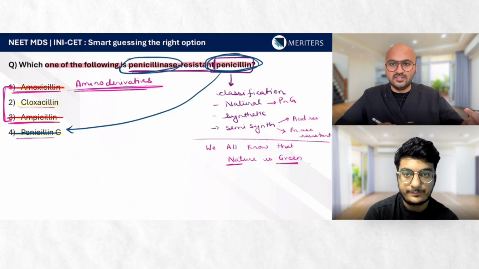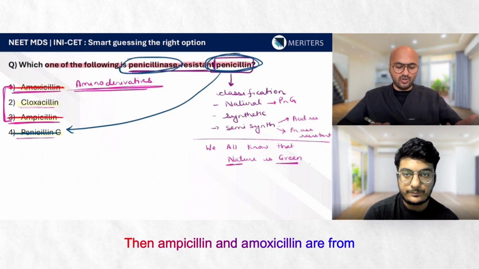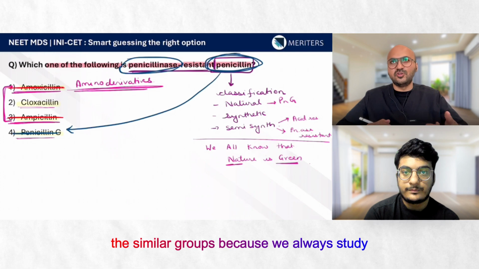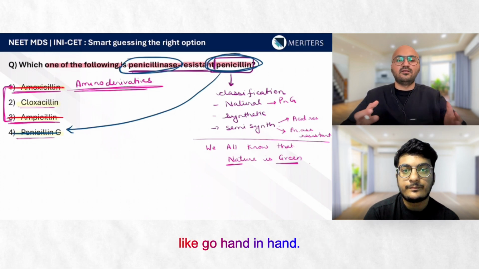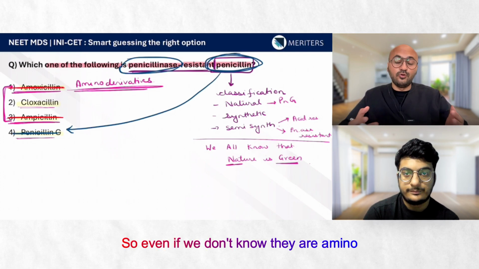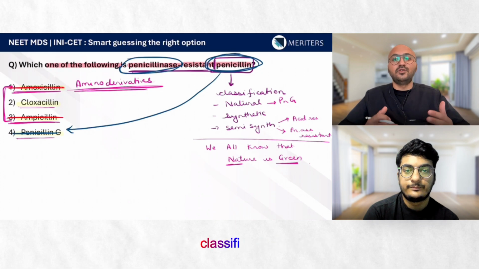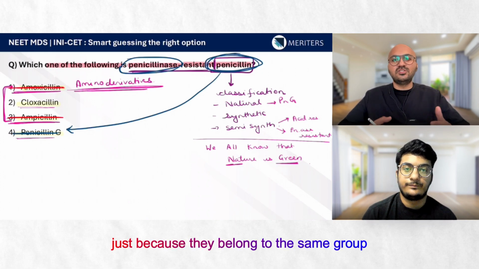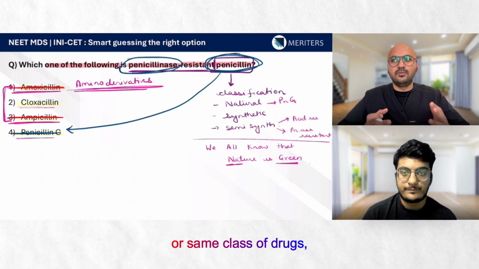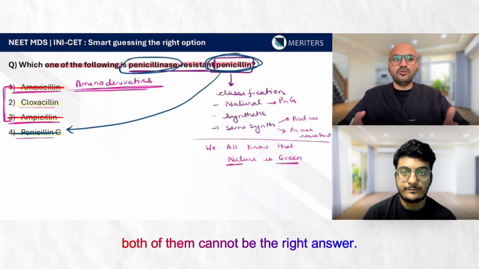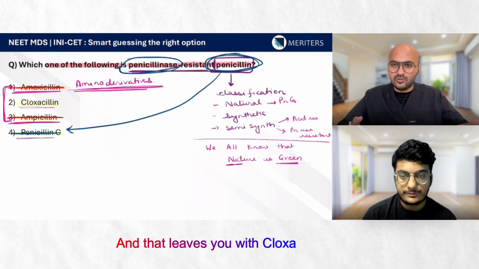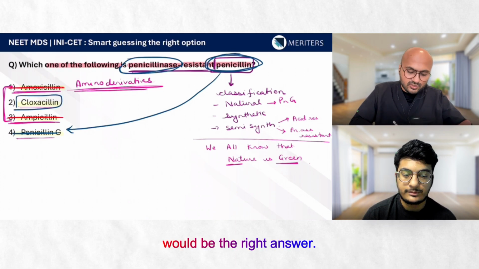So you eliminate penicillin G. Then ampicillin and amoxicillin are from similar groups, because we always study that they go hand in hand. So even if we don't know their amino derivatives or the classification, just because they belong to the same group or class of drugs, both of them cannot be the right answer. So you can eliminate those, and that leaves you with cloxacillin, which would be the right answer.